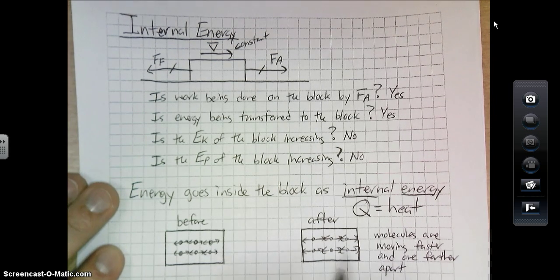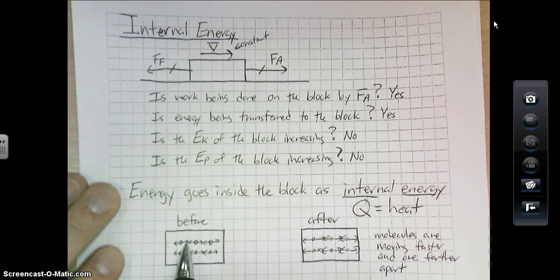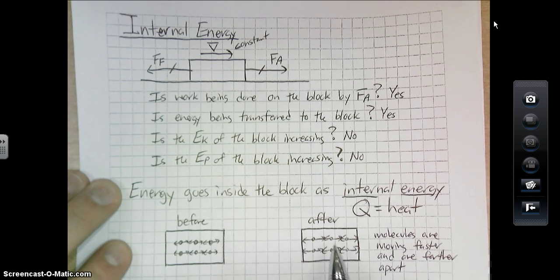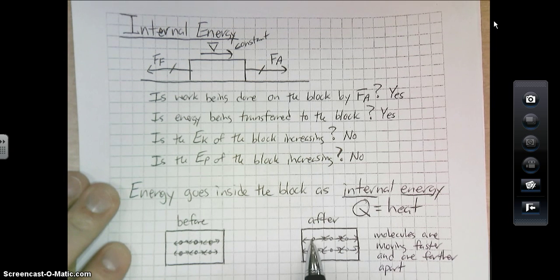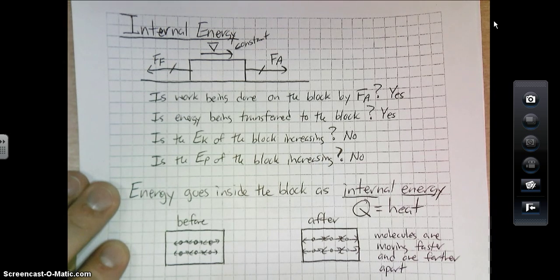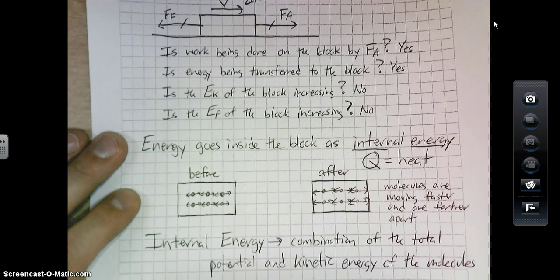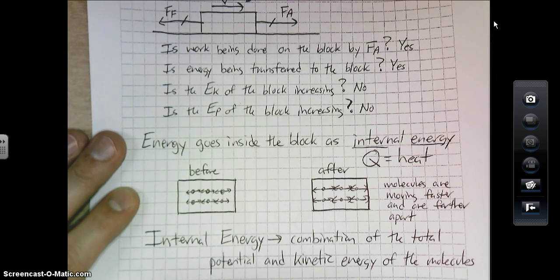So this is kind of a picture of the molecules and what they would be doing. Before you're moving it, the molecules are fairly set in stone and they're just vibrating there nicely. They're not moving around very much. As you increase the heat, or add more internal energy to it, those molecules move around further. So the molecules are moving faster and are further apart. Technically, internal energy is a combination of the total potential and kinetic energy of those particular molecules.